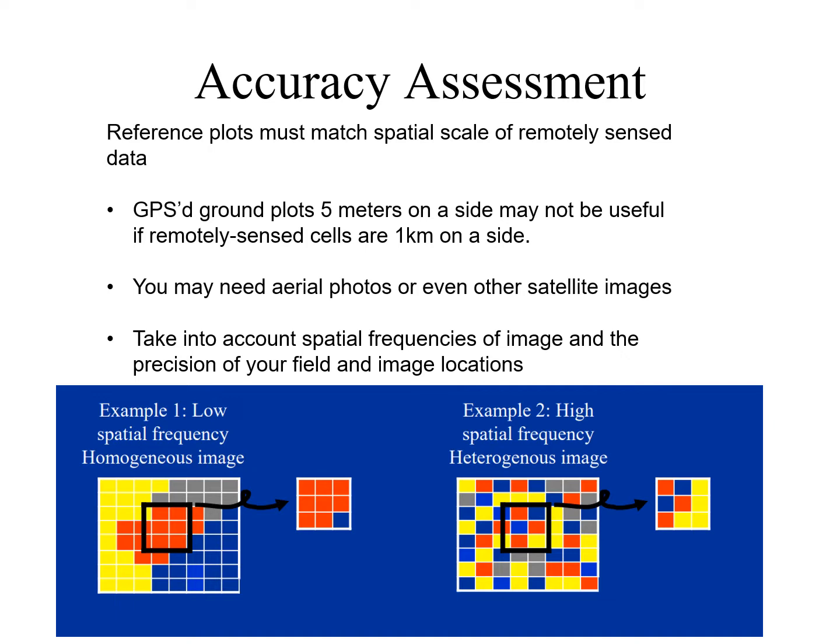And so you have to take into account spatial frequencies of the image and the precision of your field and image locations. So for instance, example 1 there shows low spatial frequency and, more or less, an image with homogeneous patches. And in that, we have just a simple box representing a particular scale of sampling, and that scale, whatever, 8 out of 9 boxes are one class and 1 of the other boxes is another class, and that may be useful for what we're doing.